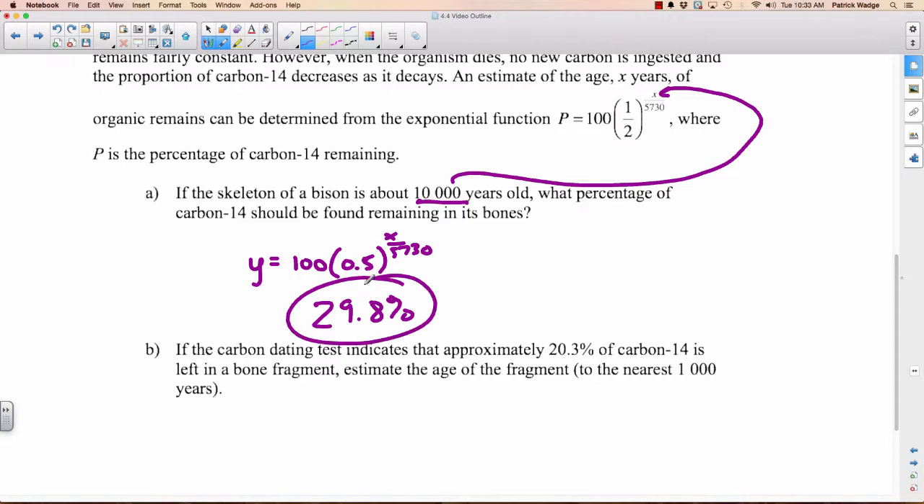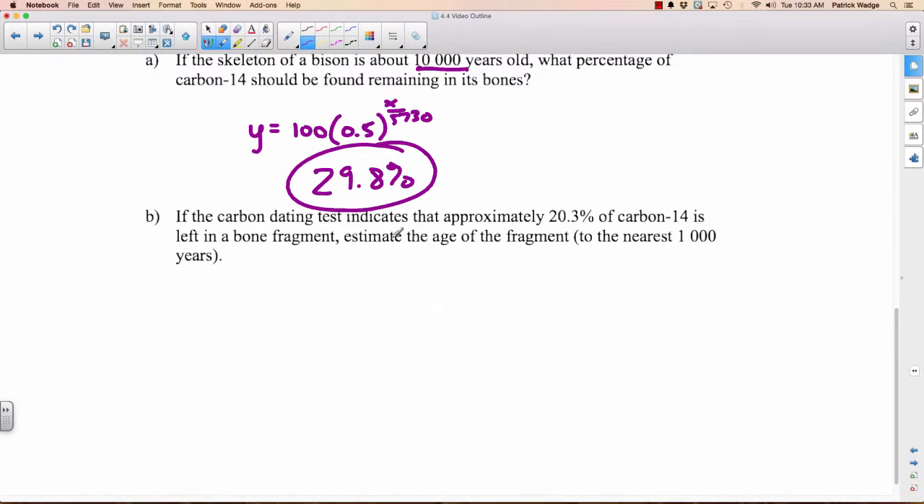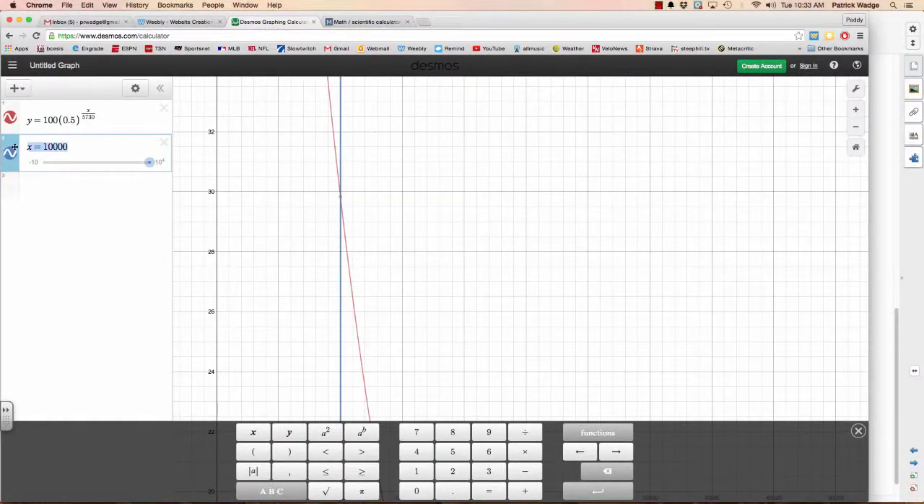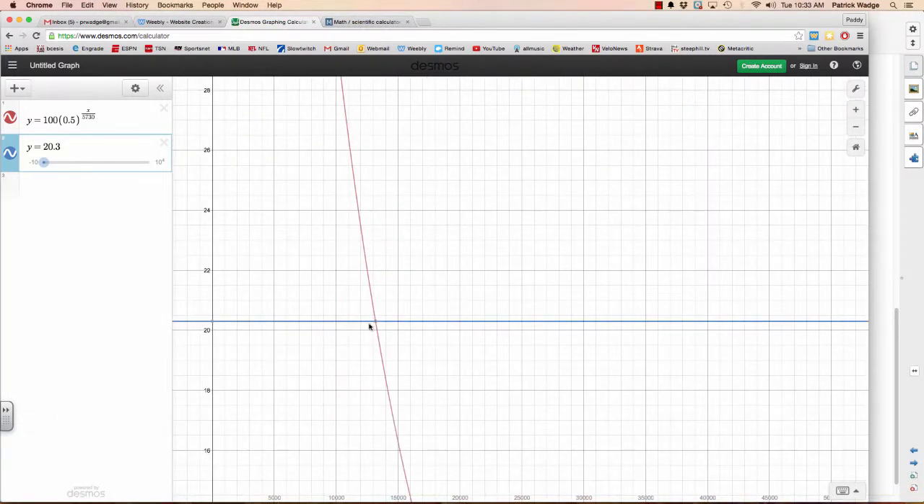29.8% is our answer. And the final question: if the carbon dating test indicates that approximately 20.3% of carbon-14 is left in a bone fragment, estimate the age of the fragment. So this is our y value this time. The y value is 20.3. So we can go back here, we can put y equals 20.3, and we're going to find where it crosses. Well, 20 must be down. There it is. 20.3 is right here. And you look to see what the intersection point is.